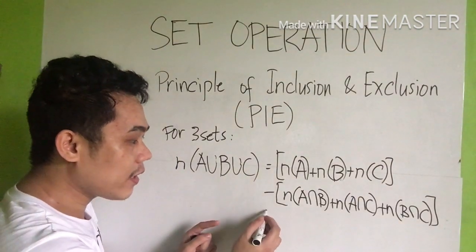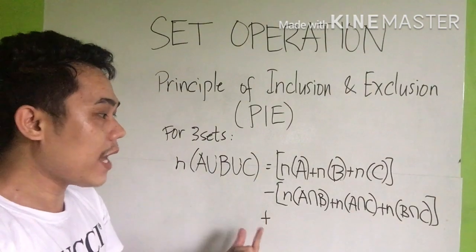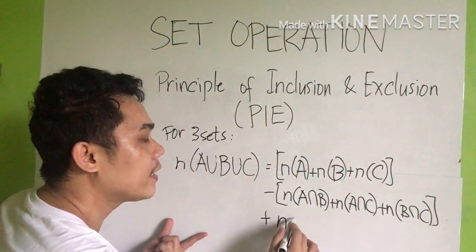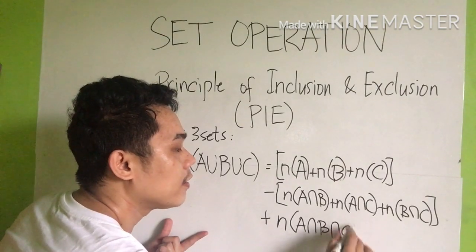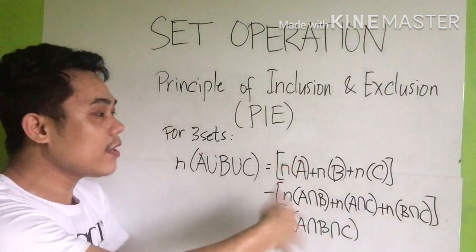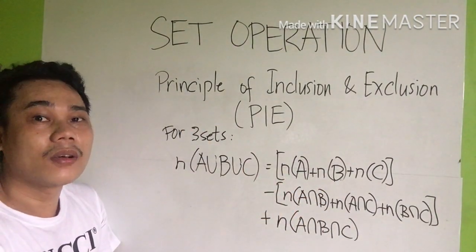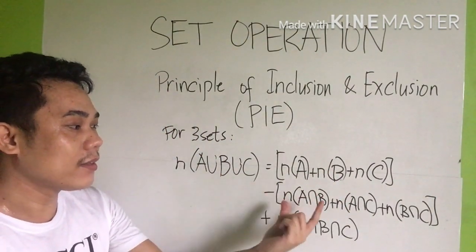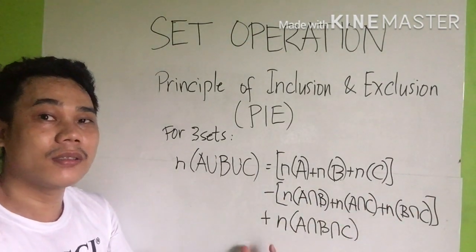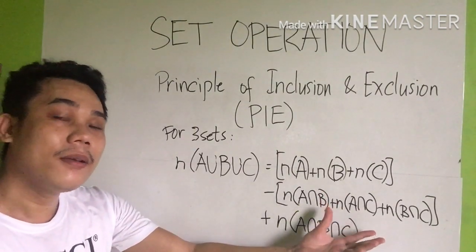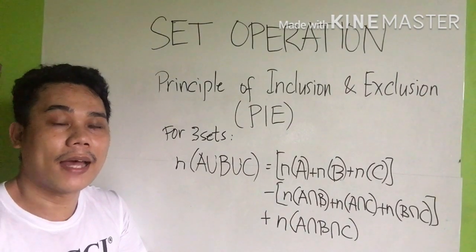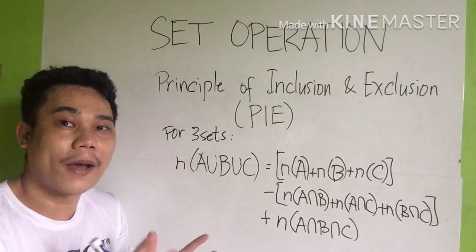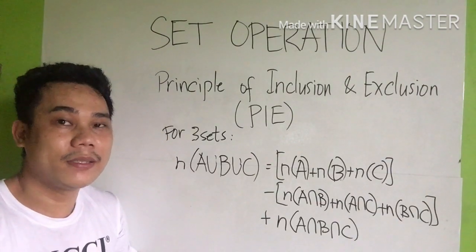After the minus, the next in the pattern will be plus. The last, after the pairs, will be the triples. But we only have three sets, so automatically it is plus the cardinality of A intersection B intersection C. You can extend this to N sets. Extending to four sets, you will see the pattern: first singles, then minus the pairs, plus the triples, minus the quadruples, and then plus the quintuples. That is the pattern of our PIE. Our concern here is to consider 2 and 3 sets for now, and then you can do it for 4, 5, 6.